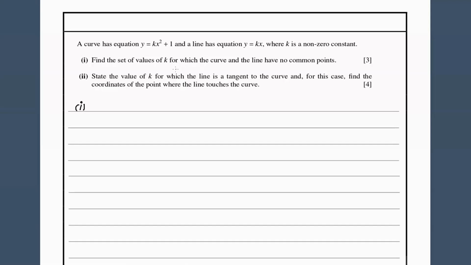Alright, so here the line and the curve have no common points, which means that the discriminant should be less than 0. Right, so we start by combining the two equations, equating them, since they are all in terms of y. So kx squared plus 1 is equal to kx. Take everything to one side. kx squared minus kx plus 1 equal to 0. A is k, b is minus k, c is 1.